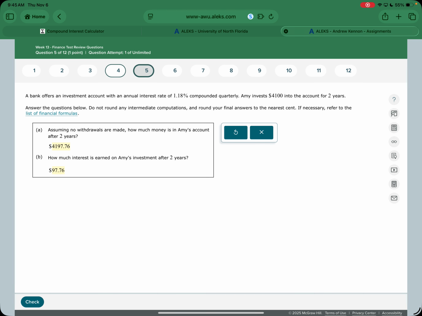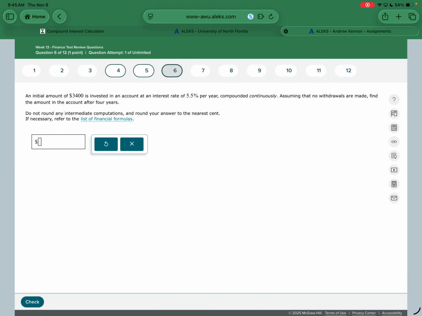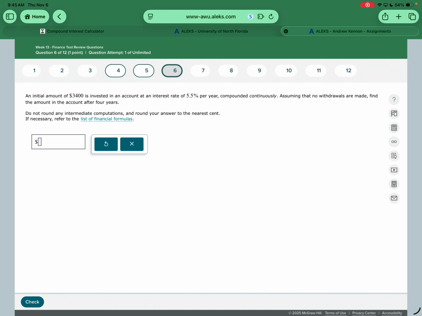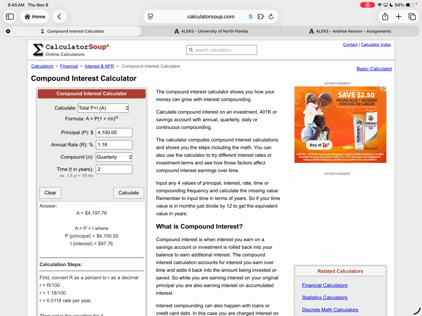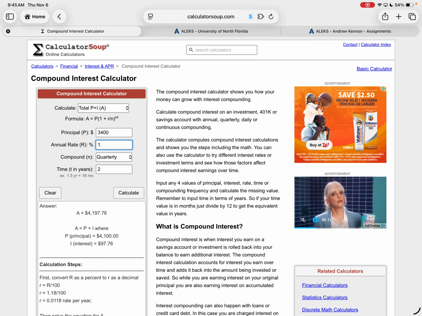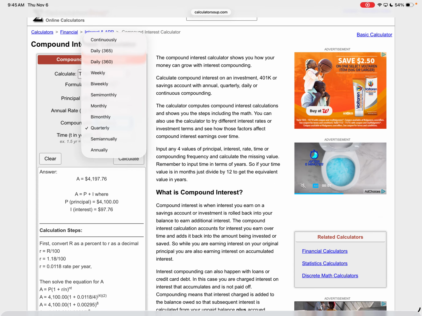Number 6. I believe it is the website calculator again as well. An initial amount of $3,400 is invested in an account at an interest rate of 5.5% compounded continuously. Find out how much it is after 4 years. Okay, so on this one, 3,400, 5.5, 4 years. But it says compounded continuously.